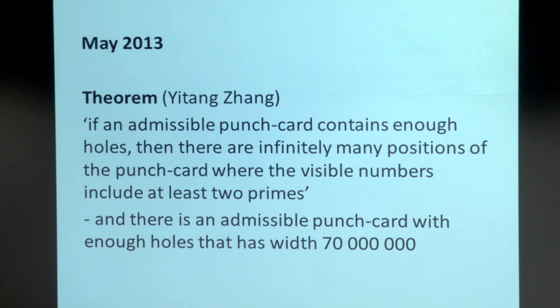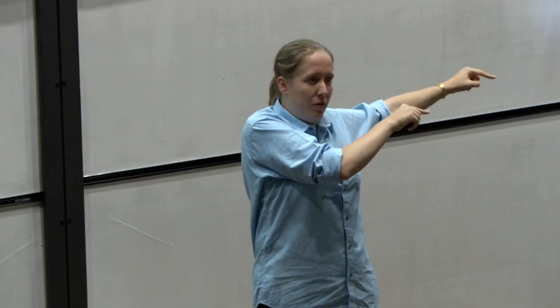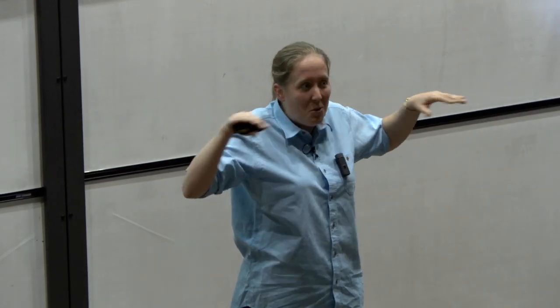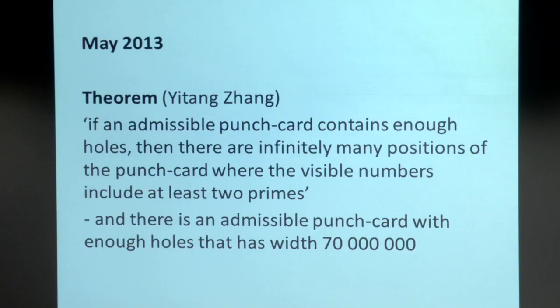And then crucially, there is an admissible punch card that has enough holes where the length of the card is at most 70 million. So as I take this card of length 70 million and slide it along the number line, Zhang's theorem says there are infinitely many positions where at least 2 of those visible numbers are both prime. It might be lots more than that. We think it is lots more than that. We know at least 2. So it might be these 2 over here and these 2 when we've moved the card further down. So that's why we don't know exactly what the gap is. All we know is that some 2 of these visible numbers will be prime.